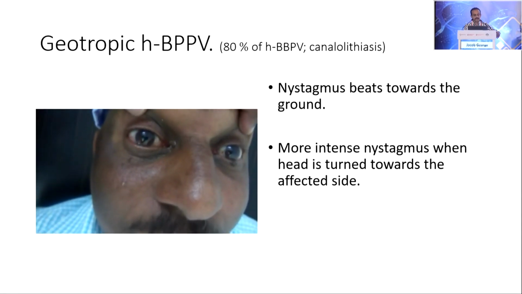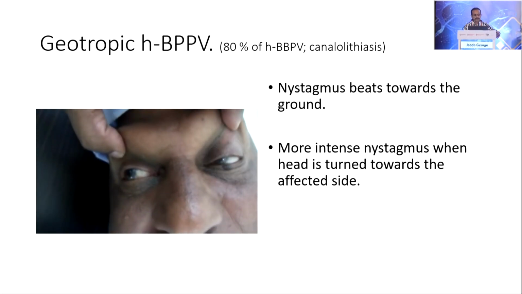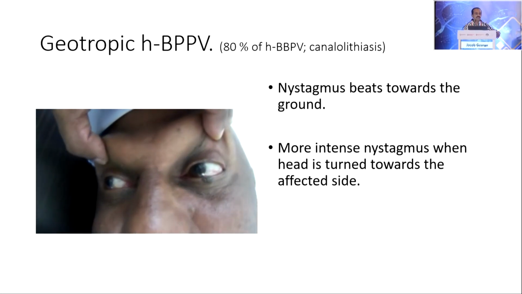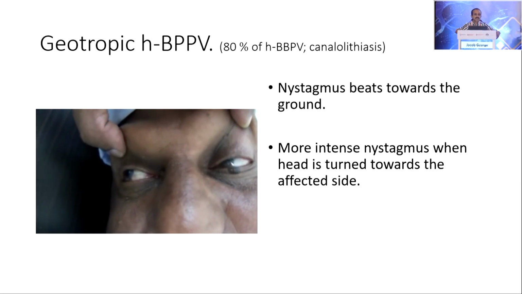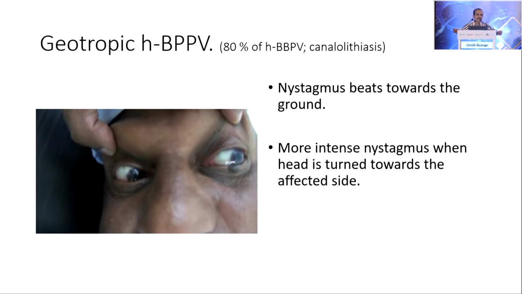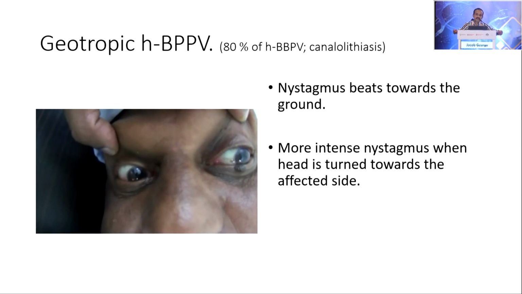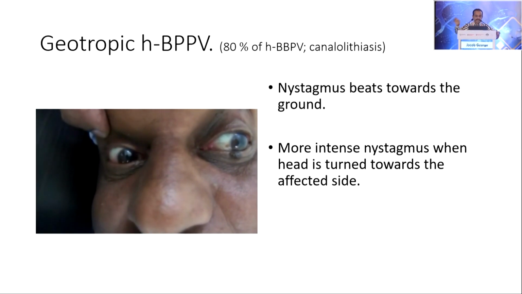After the nystagmus stops, if you turn the head to the other side, then again the patient will develop a nystagmus beating towards the ground. So this is called the geotropic variant of posterior canal BPPV. Whichever side you get more amplitude of the nystagmus when you turn, if it is the right side, it is right horizontal canal geotropic BPPV. So the canal which is at fault is at the right side.